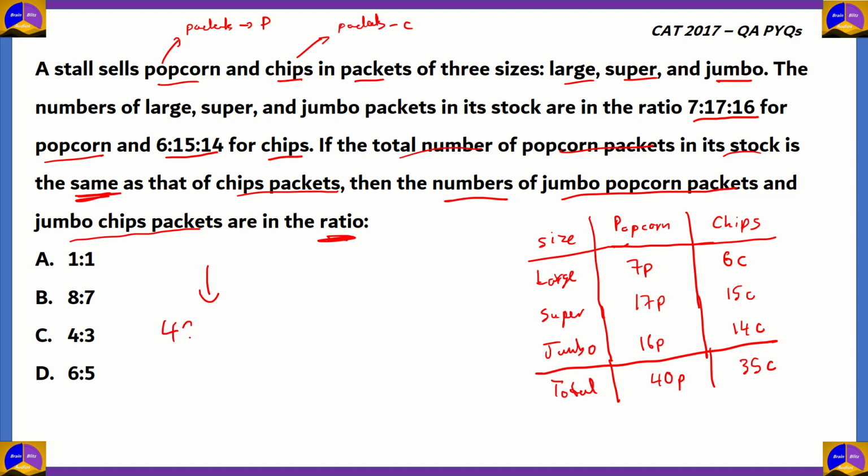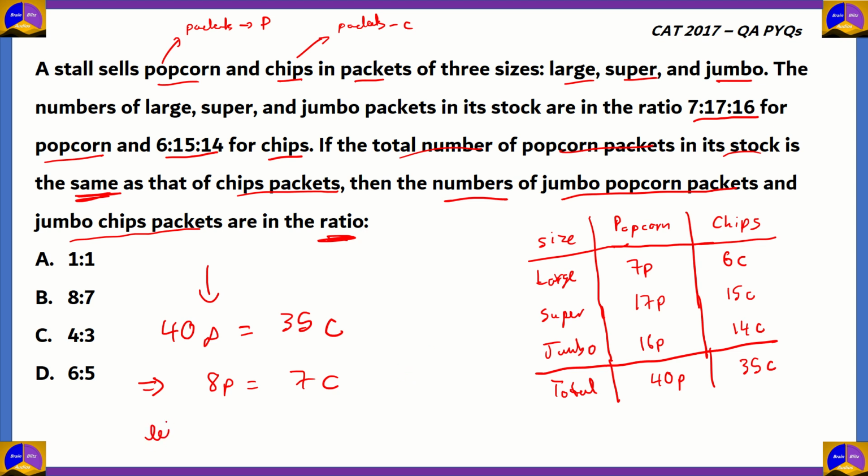It means 40P will be equal to 35C. So we can take out 5 as a common factor. That means 8P will be equal to 7C. So you could probably write C as 8 over 7 P and P as 7 over 8 C, but it doesn't lead you anywhere. However, if you look at it, 8 and 7 have a common multiple, which is 56.